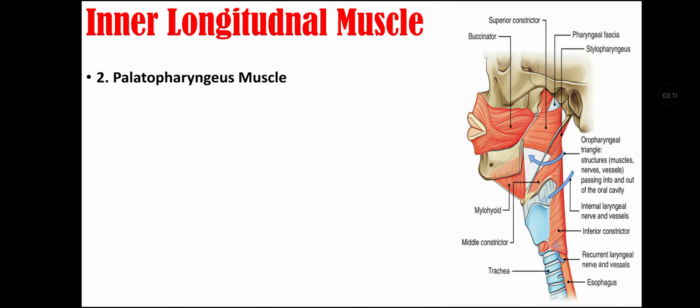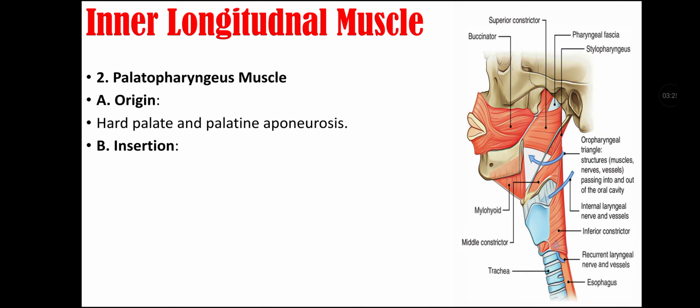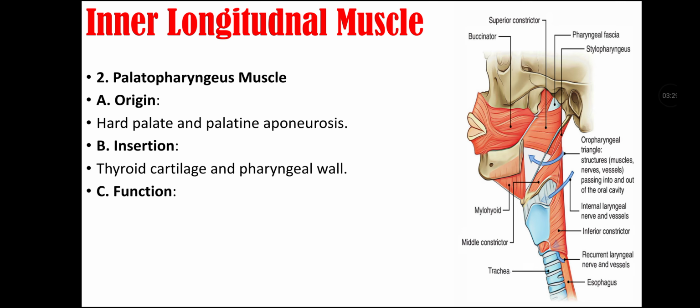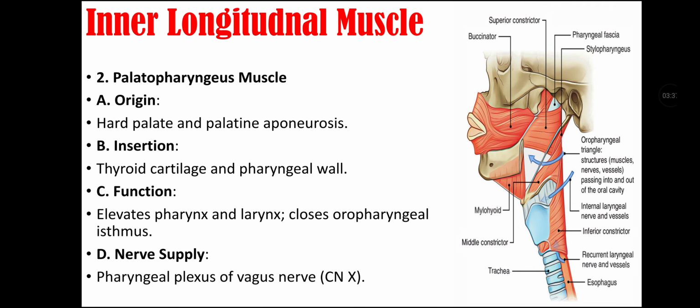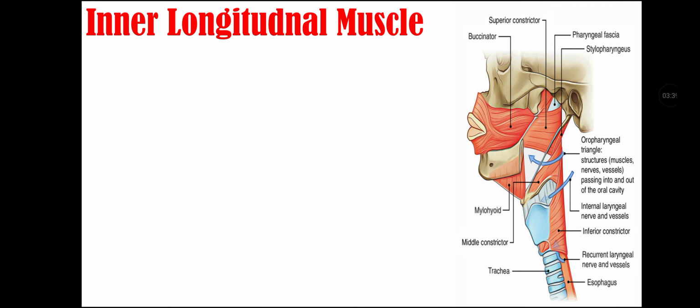Next longitudinal muscle we have is palatopharyngeus muscle. It originates from hard palate and palatine aponeurosis. It is inserted into the thyroid cartilage and pharyngeal wall. Its function is that it elevates pharynx and larynx, and it also closes oropharyngeal isthmus. Its nerve supply is by pharyngeal plexus of vagus nerve.